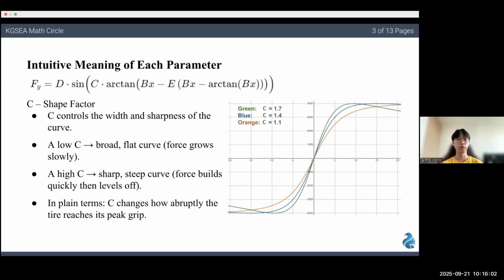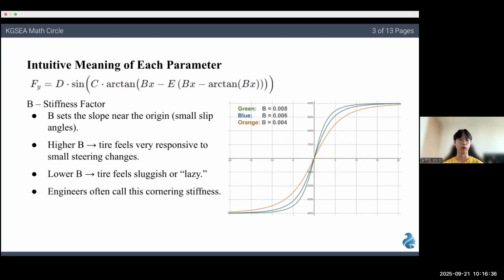The next variable is C, the shape factor. C controls the width and sharpness of the curve. In our example, at low values of C, the orange curve is broader and flatter, and hence the force grows much more slowly. At a higher C value, the curve is much sharper and steeper, where force builds quickly but then levels off and has a sharper drop-off point. In plain terms, C changes how abruptly the tire reaches its peak grip.